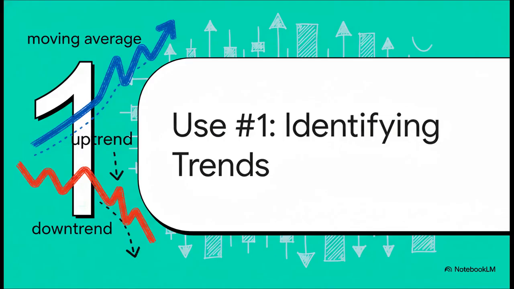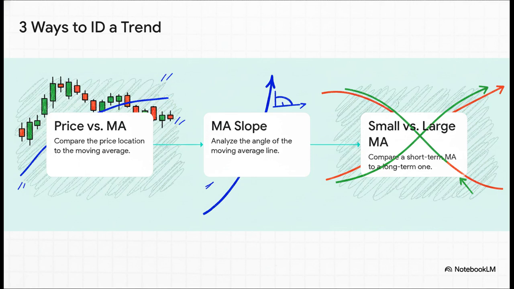All right, so let's get practical. The number one reason to use a moving average is super simple, to identify the trend. And we're going to break this down into three simple but really powerful techniques to do just that. First, where the price is compared to the MA. Second, the actual angle or slope of the MA itself. And third, how two different MAs play off of each other.